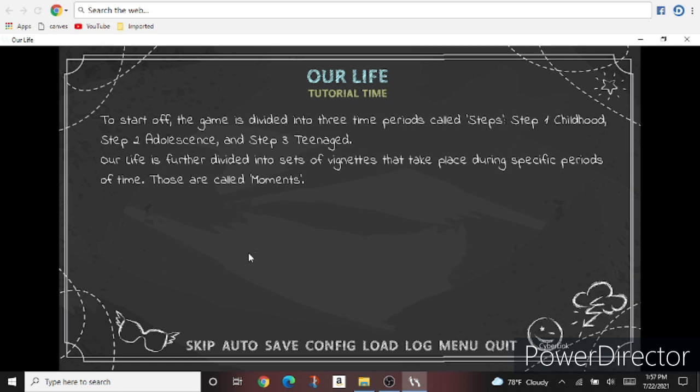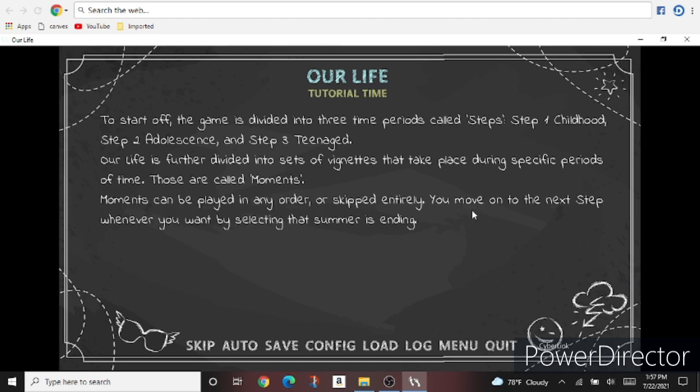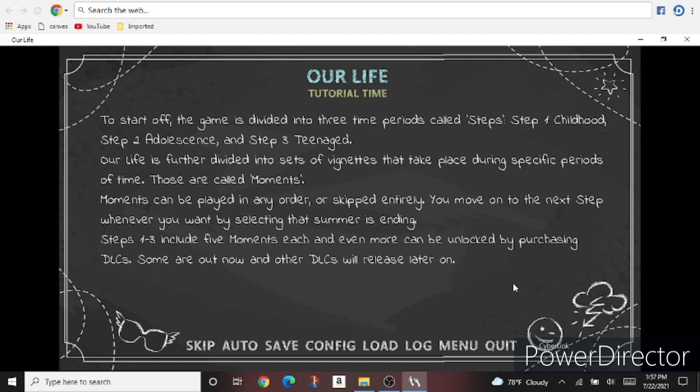Our life is further divided into sets of scenes that take place during specific periods of time. Those are called moments. Moments can be played in any order, or skipped entirely. You move on to the next step whenever you want by selecting that summer is ending. Steps 1 through 3 include 5 moments each. And even more can be unlocked by purchasing DLCs. Some are out now, other DLCs will be released later on.